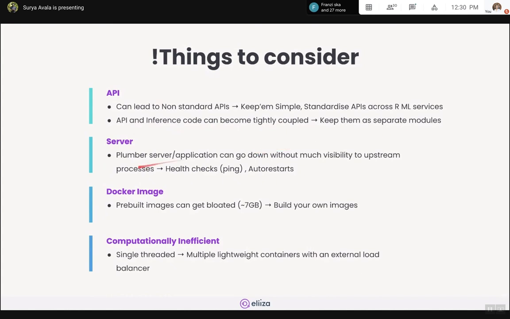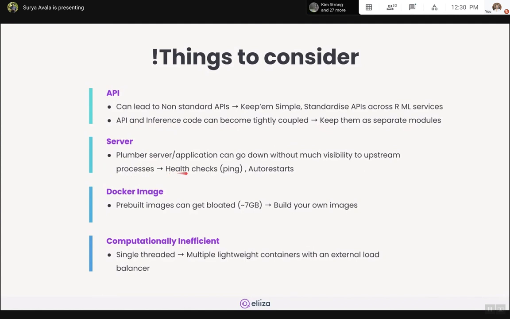Like we did in our example, and there is also another problem where, let's say, for some reason our inference code breaks, and that would essentially take down our API and the HTTP server as well. So there isn't much visibility upstream for the processes if you're not careful.